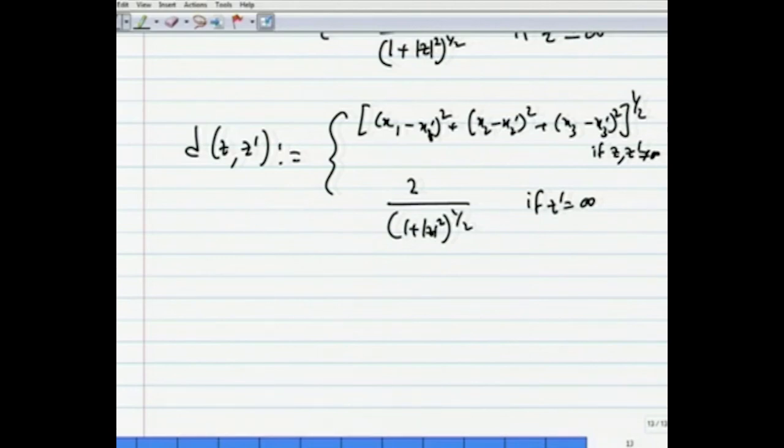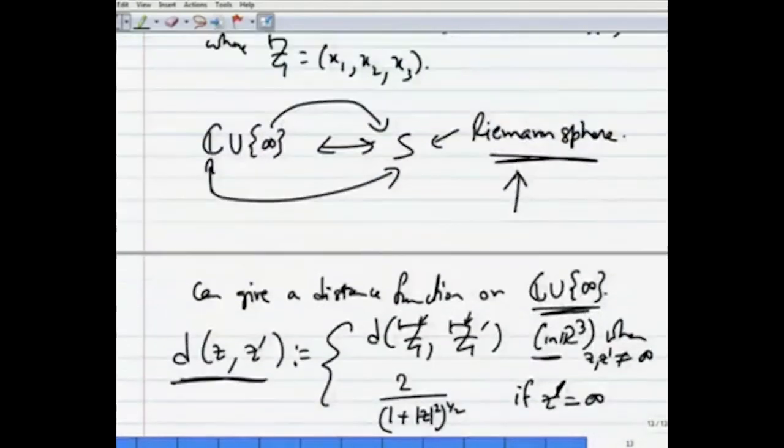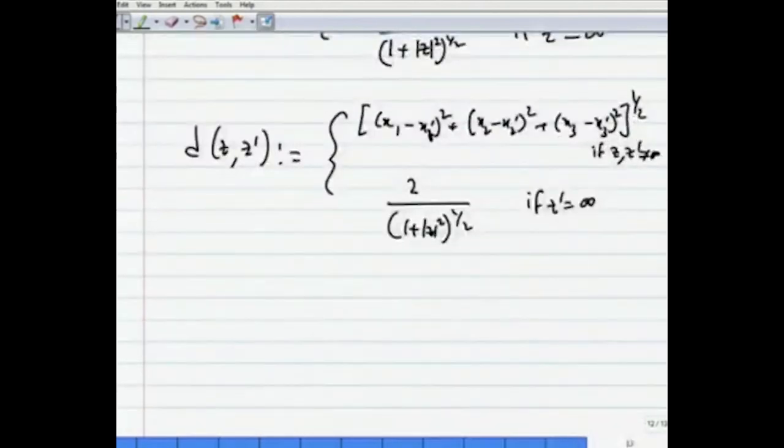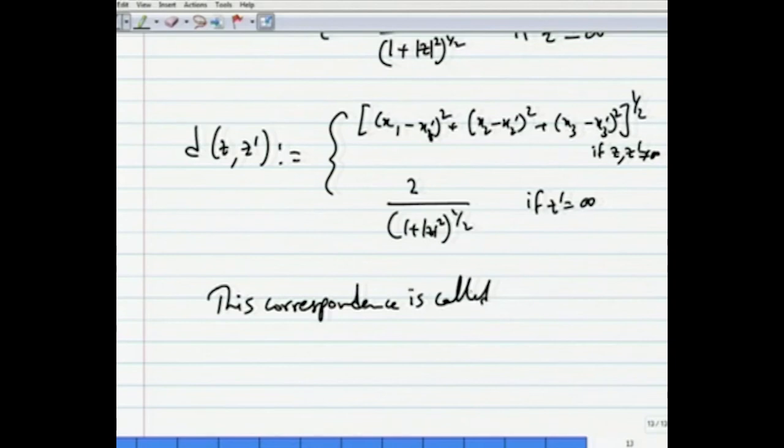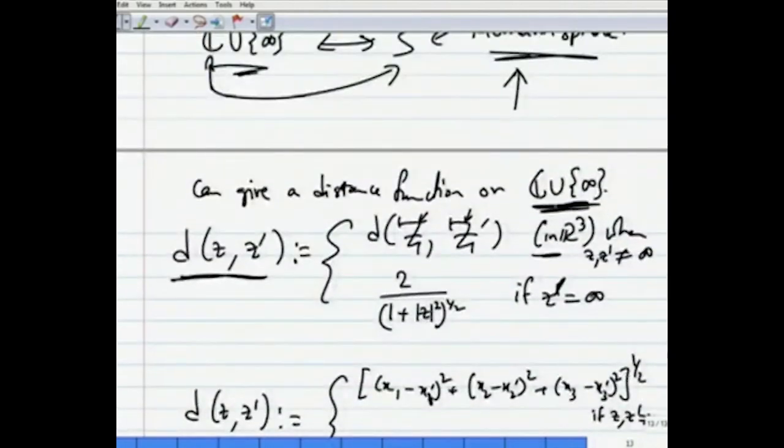And so this correspondence, this structure on C union infinity, is often called the Riemann sphere structure. And then this correspondence along with this distance is called stereographic projection. So, using the stereographic projection, we have this point at infinity being added to this complex plane.